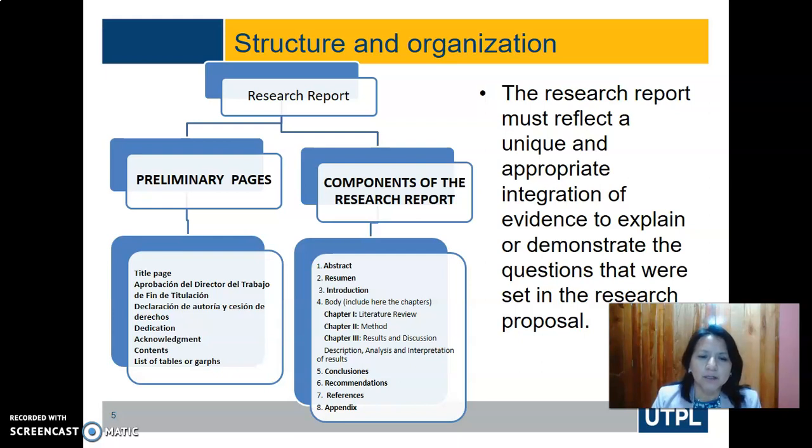Chapter number 3 will include information about the results and discussion, in which you are going to describe, analyze, and interpret the results. And finally, the conclusion section, recommendations, references, and appendix. Remember that the research report must reflect a unique and appropriate interpretation of evidence to explain or demonstrate the questions that were set in the research proposal.